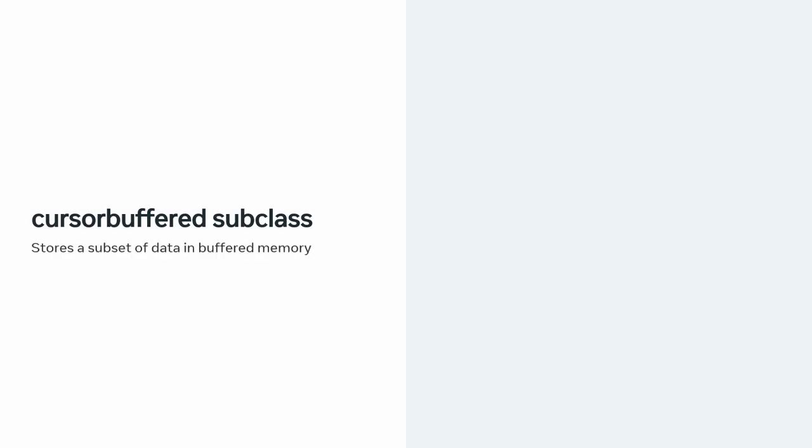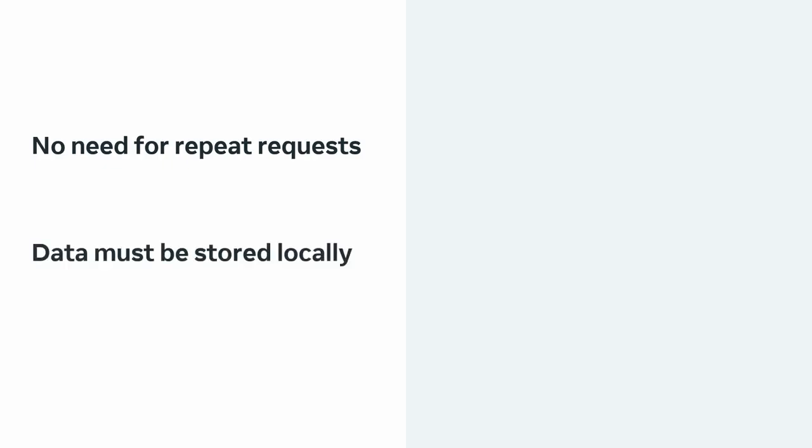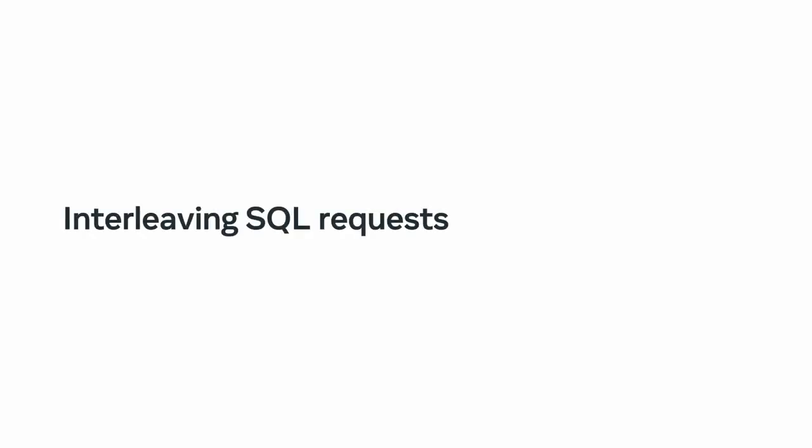tuples. And finally, there's the buffered cursor class, which takes a subset of data and stores it in a buffered memory. The advantage to this subclass is that your code doesn't need to repeatedly request each row from the server. The disadvantage is that the data needs to be stored on local memory. So, you can only use this subclass to return small data sets. Little Lemon can use a buffered cursor class to retrieve data. This lets them make interleaving SQL requests. Interleaving of SQL requests is when you take part of a SQL query result and use it to make a subsequent request from a database.